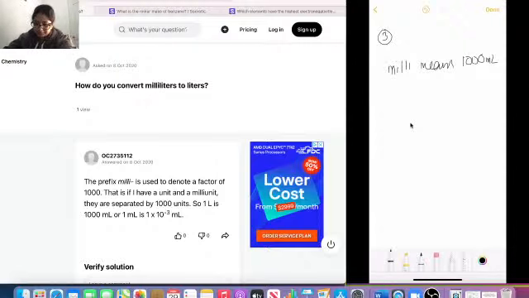What I mean by that is basically 1 liter is equal to 1,000 milliliters, right? Compared to that, you can say that 1 milliliter is equal to 1 times 10 to the power negative 3 liters. So you just have to divide 1 over 1,000, and that's how you would get liters. So this is the conversion unit, basically. Okay.